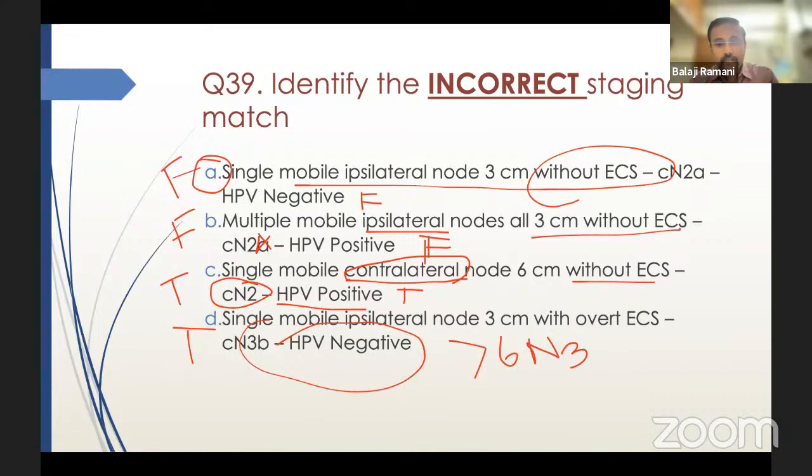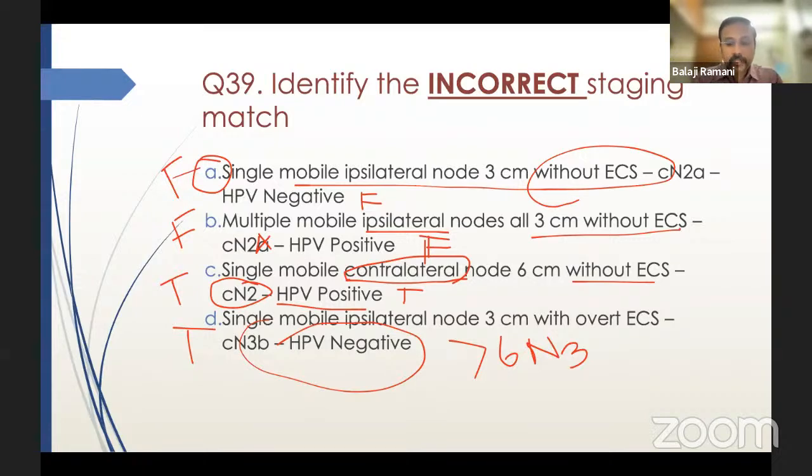Okay. Then when you have multiple nodes, but they should all be less than 6 centimeter and all be ipsilateral. Okay. Now do you get it? So N2B is ipsilateral, multiple, and they should be less than 6 centimeter. Clear?